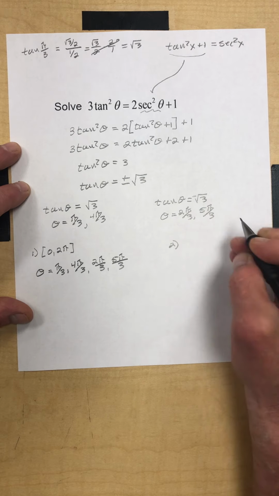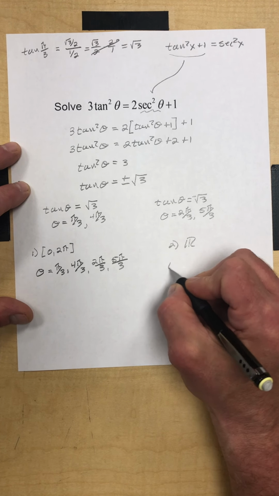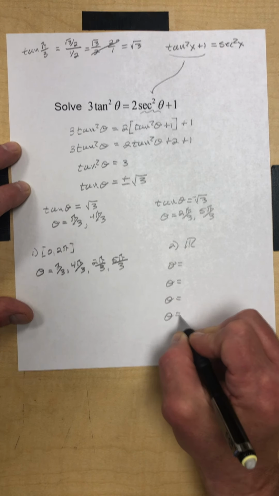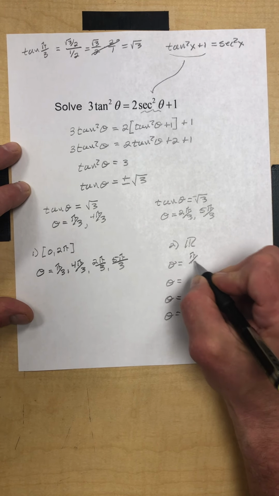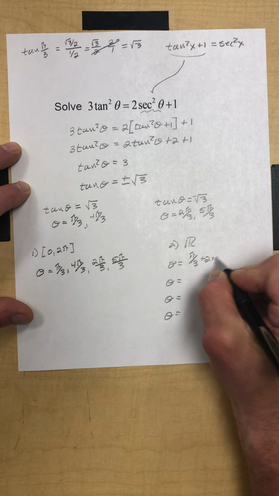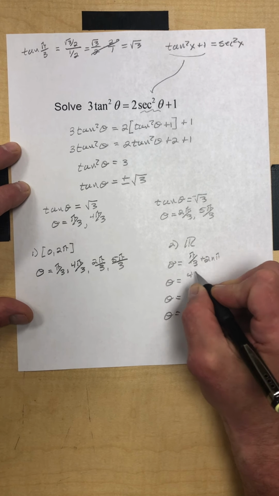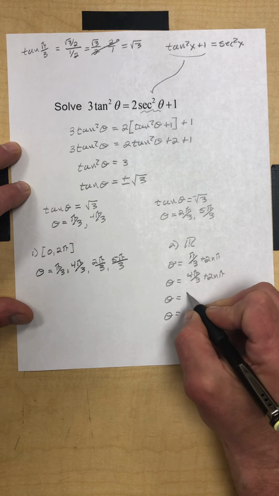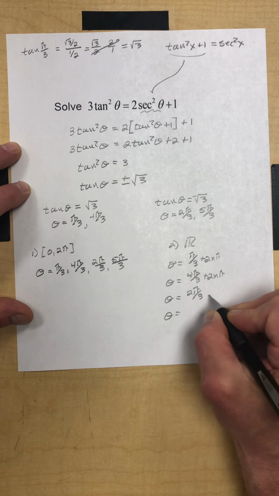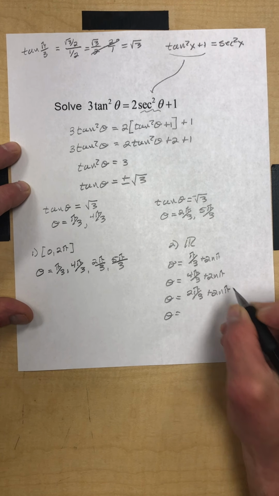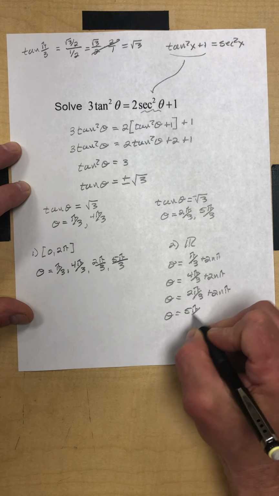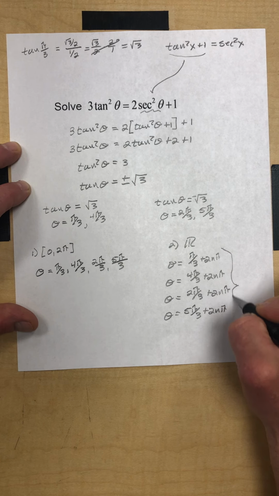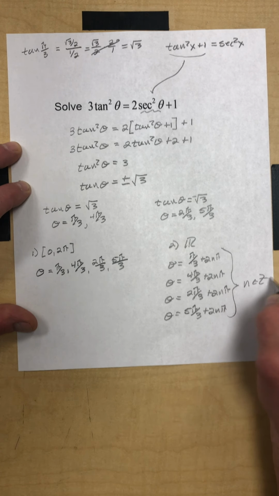Okay, and then once again on the set of real numbers, theta equals... I know I sound like a broken record. Pi over 3 plus 2n pi, 4 pi over 3 plus 2n pi, 2 pi over 3 plus 2n pi, and 5 pi over 3 plus 2n pi, where once again n has to be an integer.